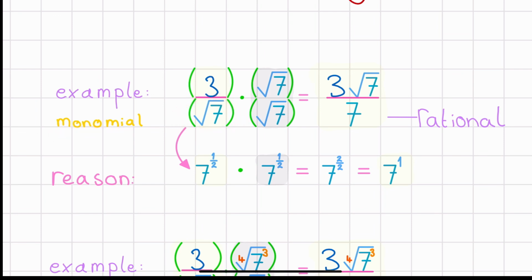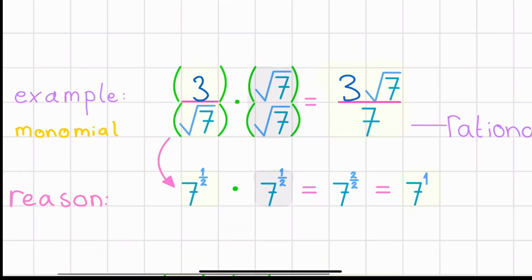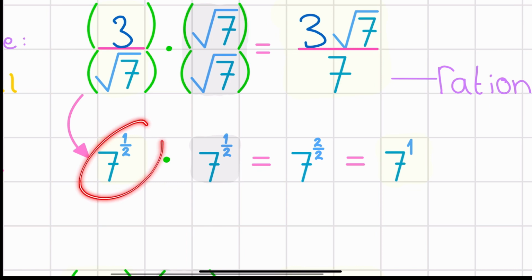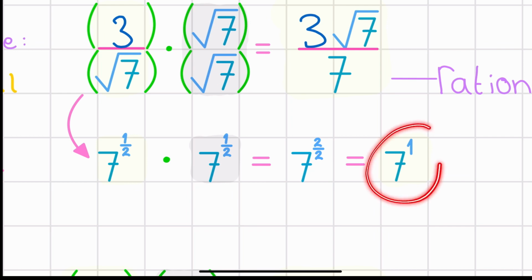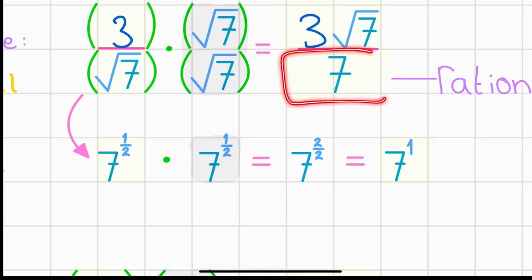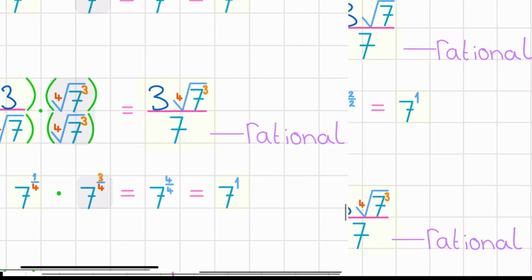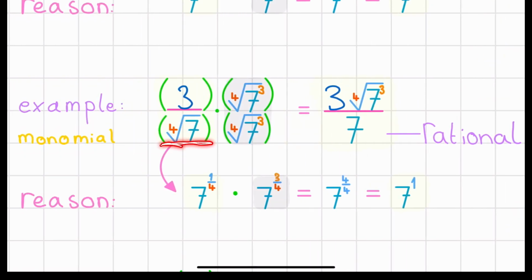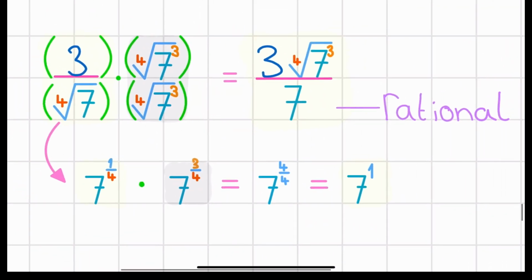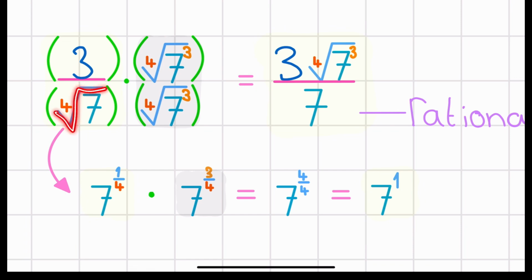So what we can do is simply multiply that by a square root, because I know that the square root of 7 is the same as 7 raised to the power of 1 over 2. So if I multiply that with 7 raised to the power of 1 over 2, I'll just be left with 7 raised to the power of 2 over 2, which is really the same as itself, 7 raised to the power of 1.